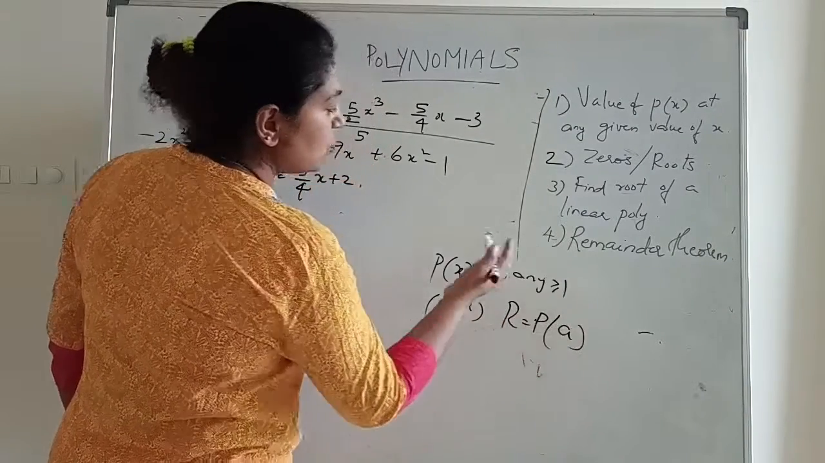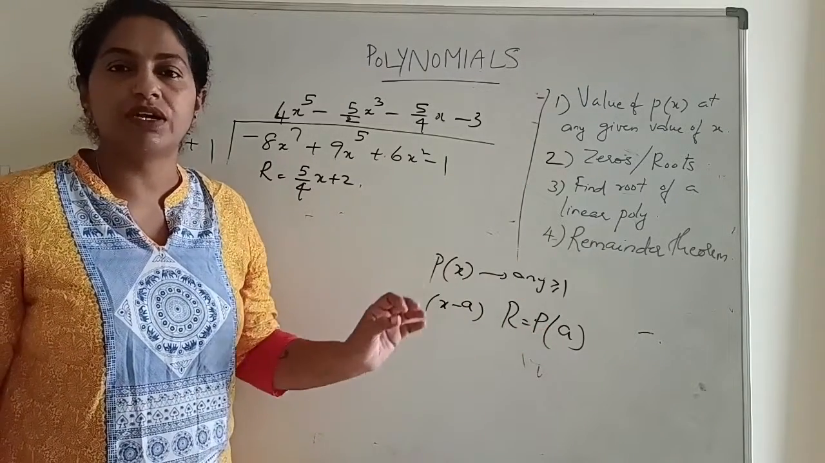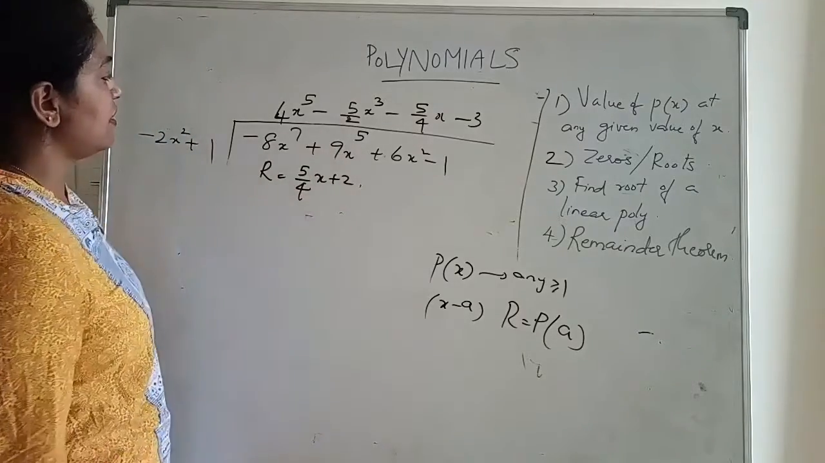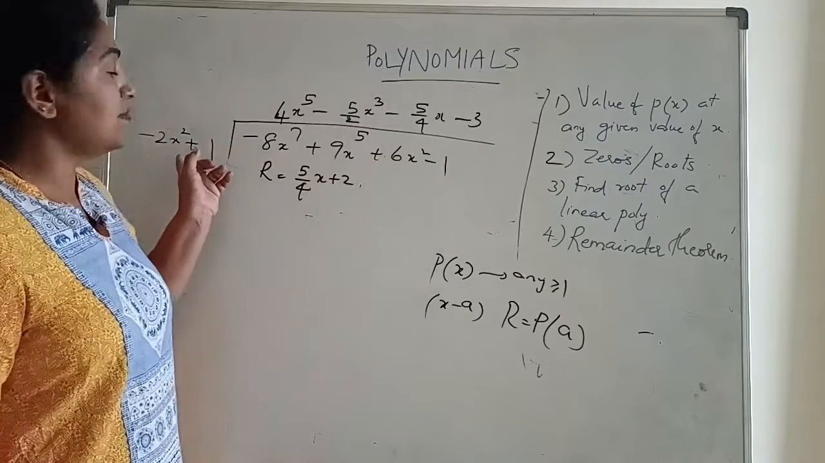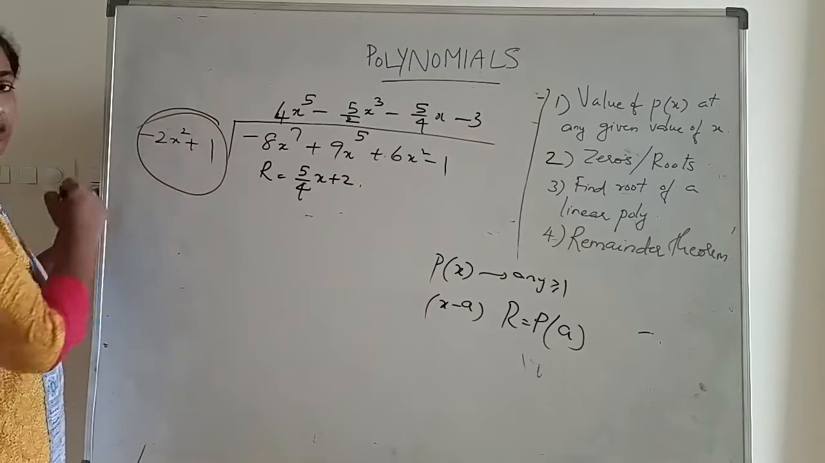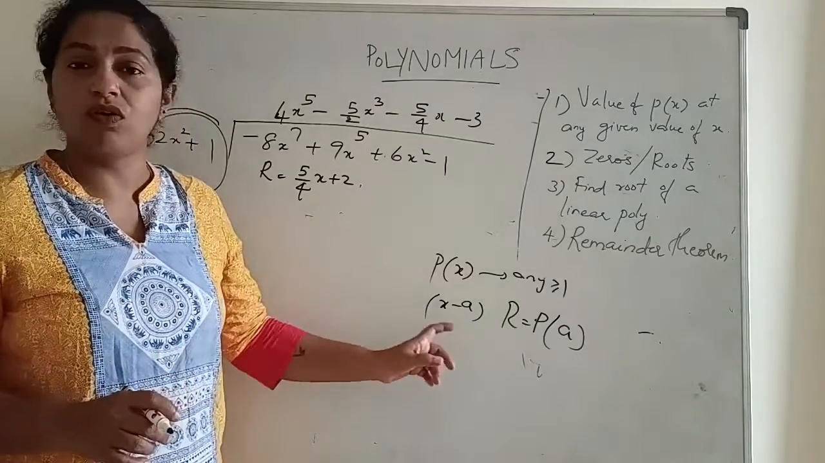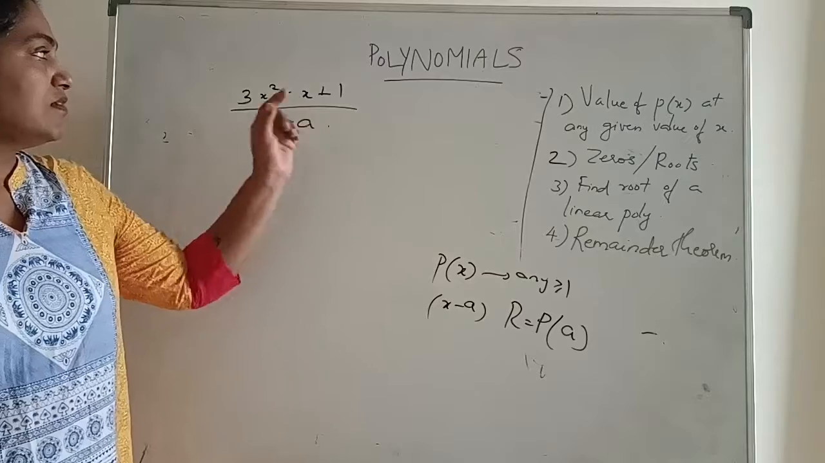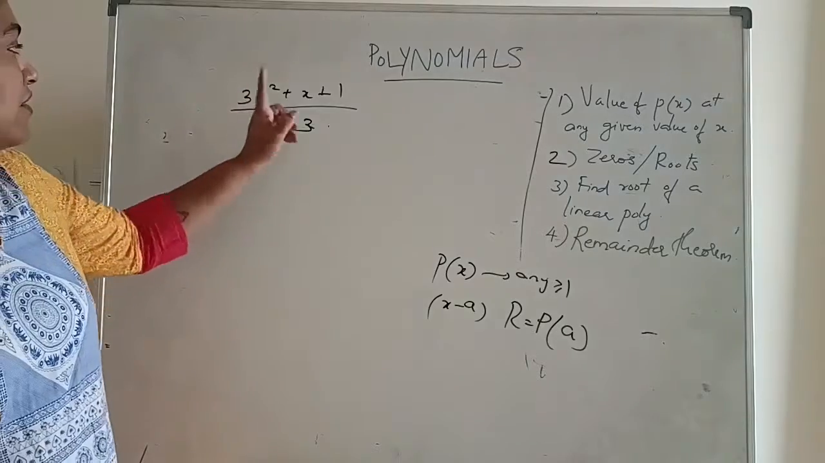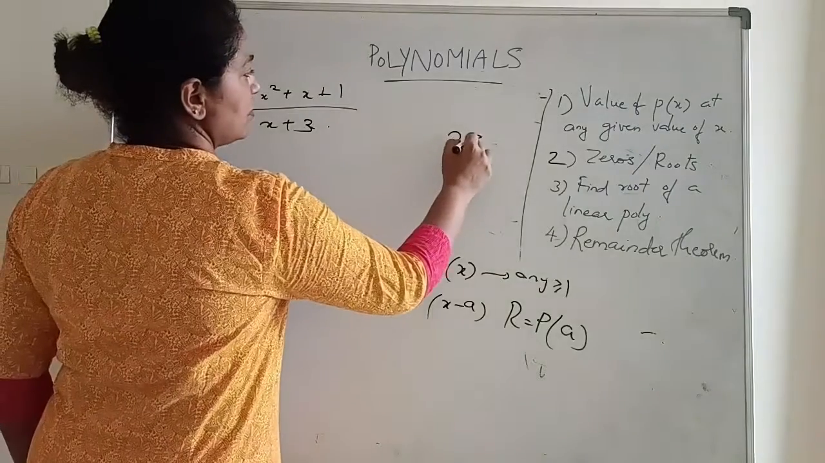So what they are telling us is, don't go through all this long division in order to find the remainder. Just substitute a in the place of x in order to find the remainder. Let us see if this is true or not. In this particular sum, this is my dividend and this is my divisor. In this case, I cannot apply it because it is a quadratic divisor. So let us take the previous sum in which we had a linear divisor and see if this holds true. This was the previous sum: 3x square plus x plus 1 divided by x plus 3, and my remainder, I remember, was 25. Right?